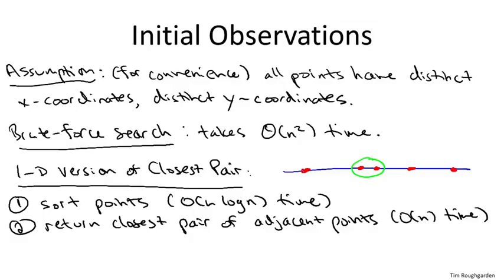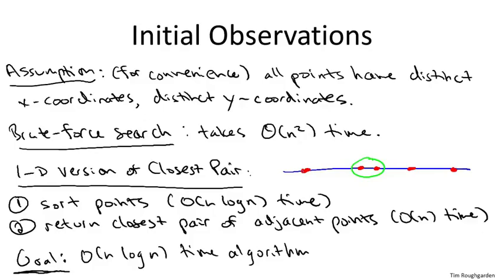But I want to point out that even in the line, there are a quadratic number of different pairs, so brute force search is still a quadratic time algorithm, even in the 1D case. So at least with 1 dimension, we can use sorting, piggyback on it, to beat the naive brute force search bound and solve the problem in n log n time. So our goal for this lecture is going to be to devise an equally good algorithm for the 2-dimensional case. So we want to solve closest pair of points in the plane, again in n log n time.